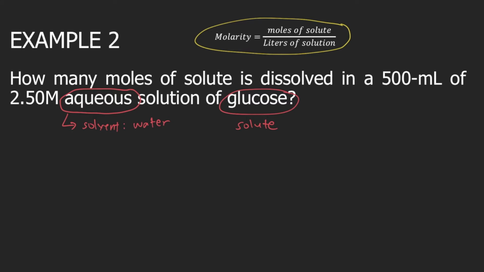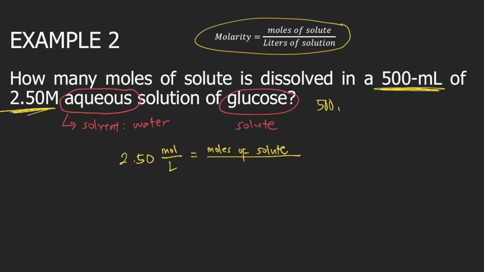We are given the molarity, 2.50 molar. So that's 2.50 moles per liter equal to, we are not given the moles of solute, so just write moles of solute divided by the liters of solution. We are given 500 ml of solution. The unit is still in ml, and what we need is liters. So we need to convert 500 ml to liters using dimensional analysis.